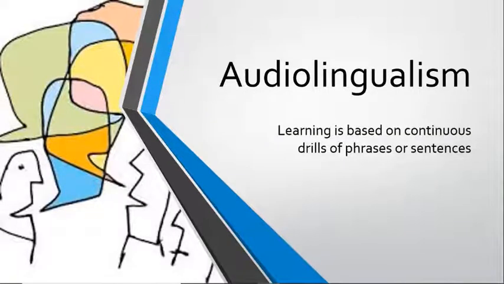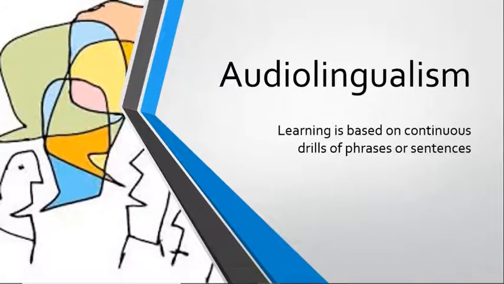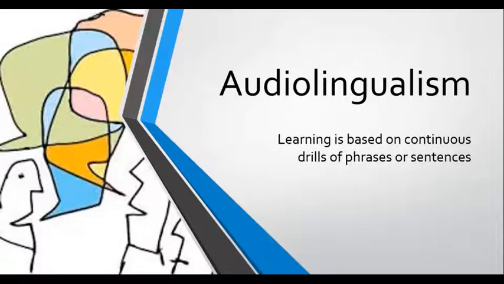Audiolingualism uses stimulus to build positive reinforcement in the students in order to make positive habits. This learning is based on continuous drills of phrases or sentences. Then those sentences will have changes so that the students know when and how to place the changes in order to avoid mistakes. But of course, the teacher will give them some examples or a few clues to make their sentences better.